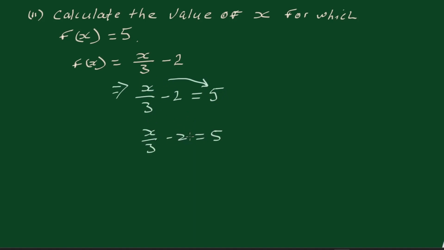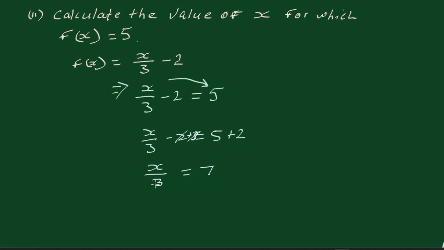First of all, we'll get rid of the 2 by adding 2. If I add 2, the inverse of negative 2 is plus 2, and that will eliminate the 2. I do the same on the other side, because when you do an equation, what you do on one side, you do the same thing on the other side. So plus 2 on the other side here. So my answer now is x over 3 equals 5 plus 2, which is 7.